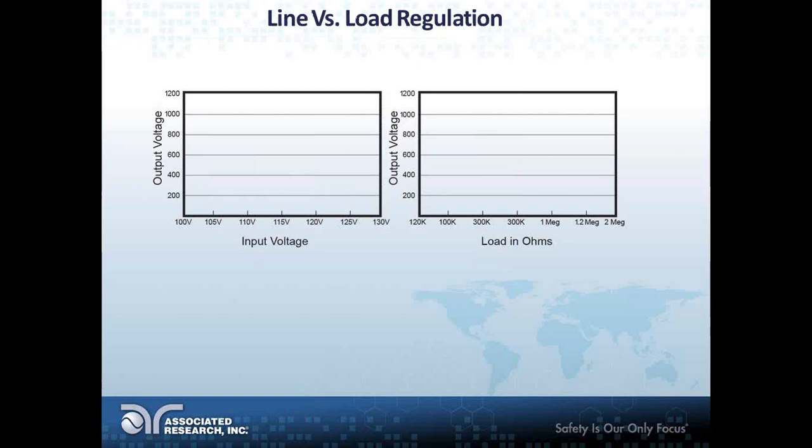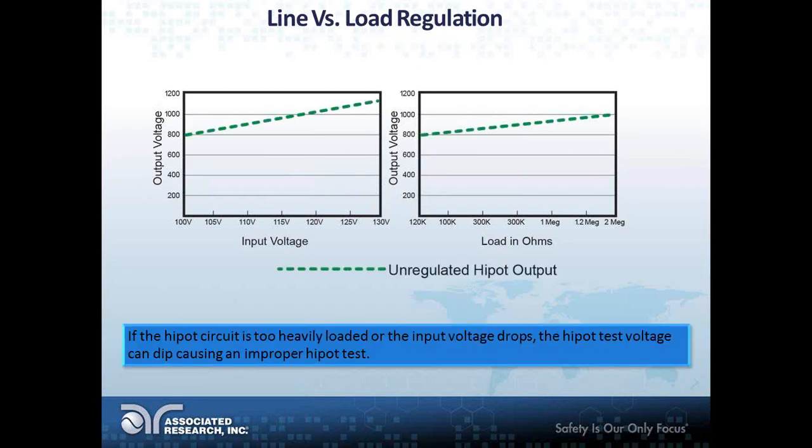So where did this all come about? Like I said before, we were talking about being able to maintain the output of the Hipot tester under varying line and load conditions. And here's why. If a Hipot circuit is too heavily loaded or the input voltage drops, the Hipot test voltage can dip.